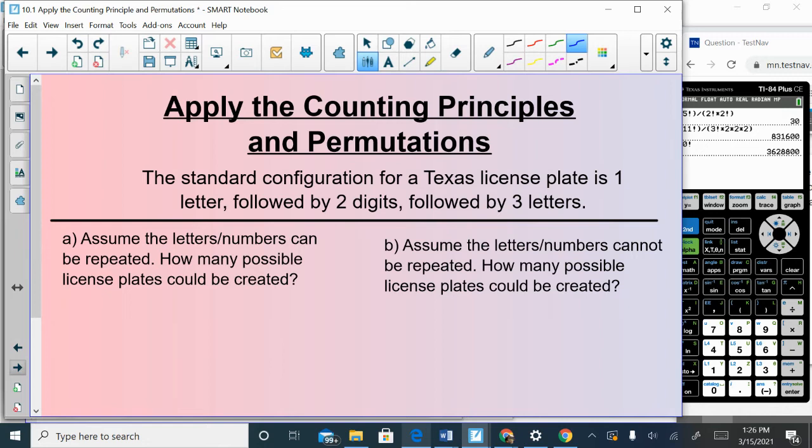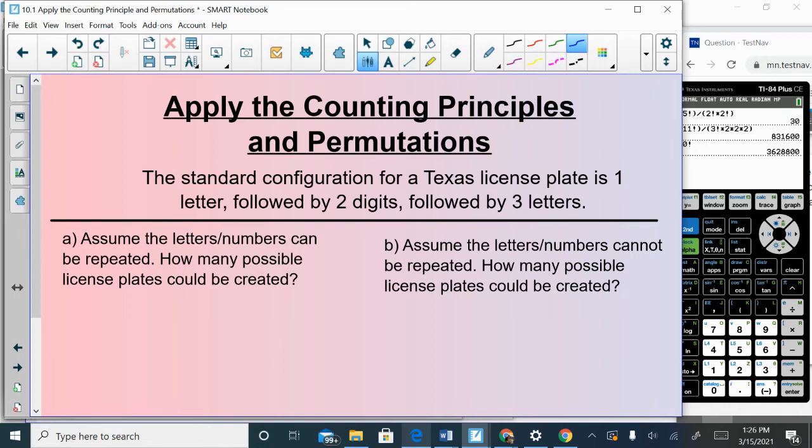There will absolutely be some license plate problems on your quiz. I think the first 2 questions on your quiz are actually license plate problems. So this says that the standard configuration for a Texas license plate goes 1 letter, followed by 2 digits, followed by 3 letters. Assuming that letters and numbers can be repeated, how many possible license plates could be created?